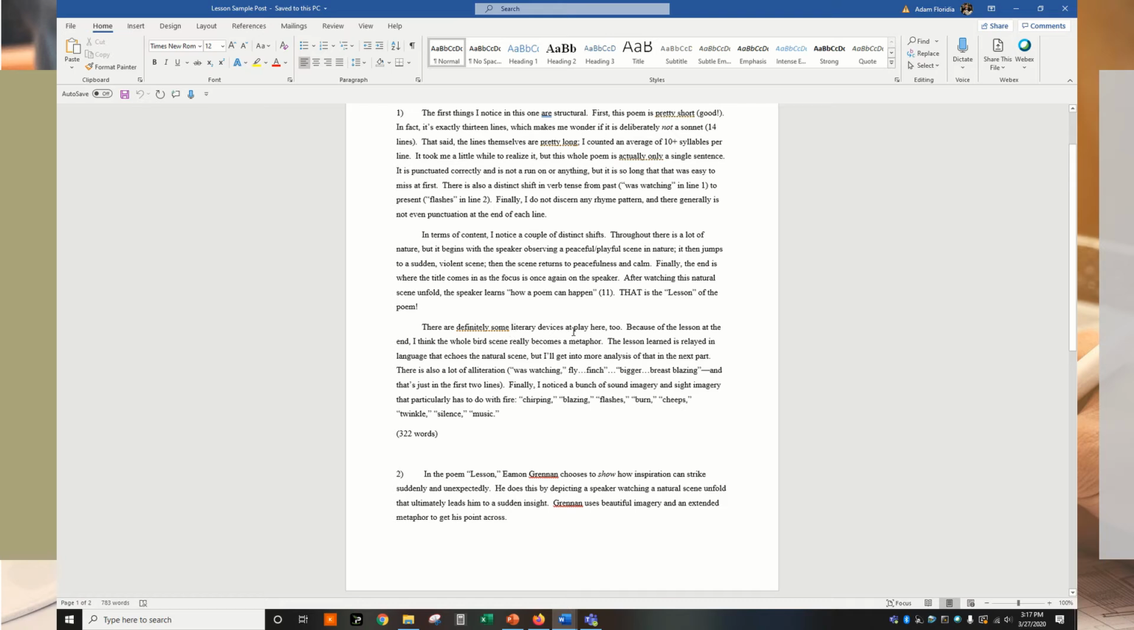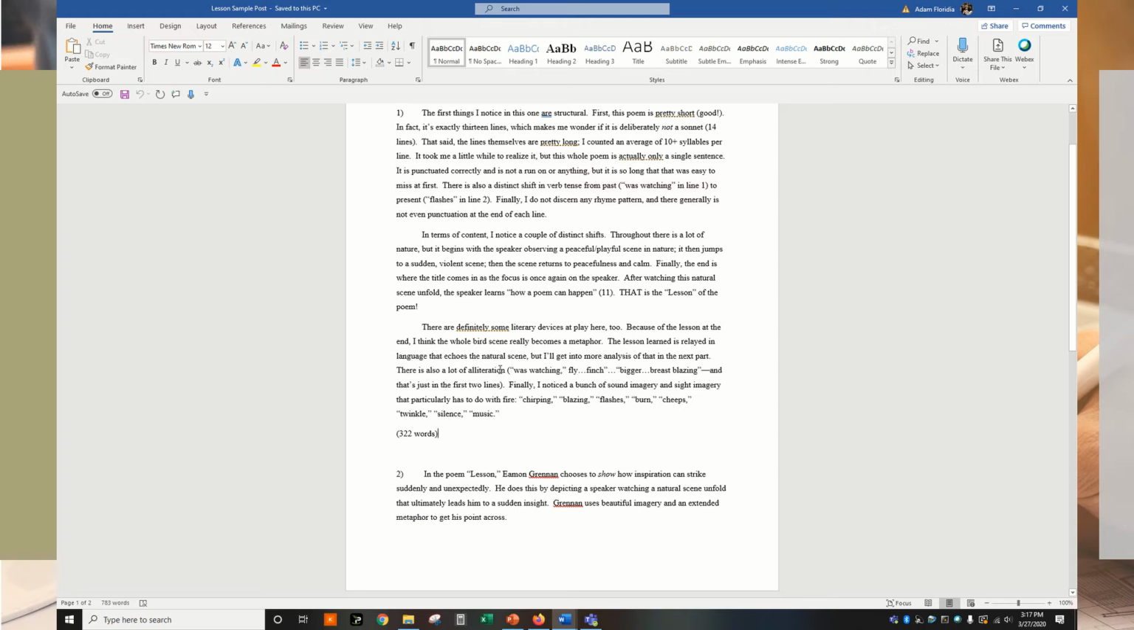There are definitely some literary devices at play here too. So these are going to be the literary devices I noticed. Because of the lesson at the end, I think the whole bird scene really becomes a metaphor. Metaphor is a literary term. I'm going to use that. The lesson learned is relayed in language that echoes the natural scene, but I'm going to get into more analysis of that in the next part. I'm going to save my smart ideas for why I think the author made these choices, how he constructed it. Right now, I'm just telling you what I noticed.